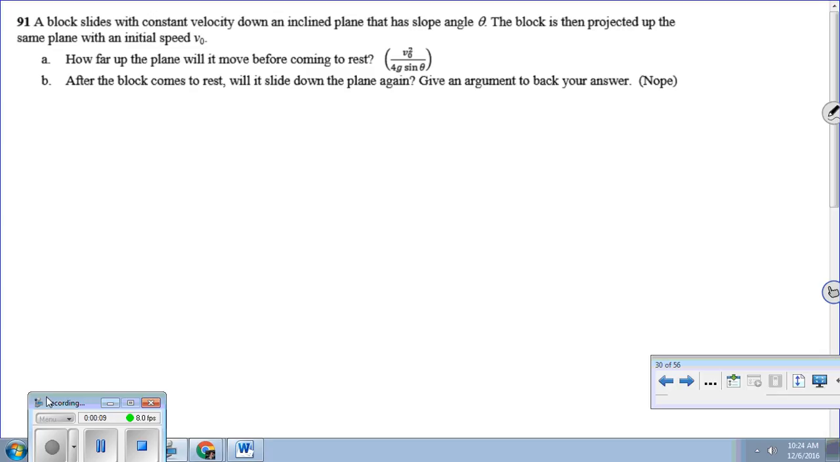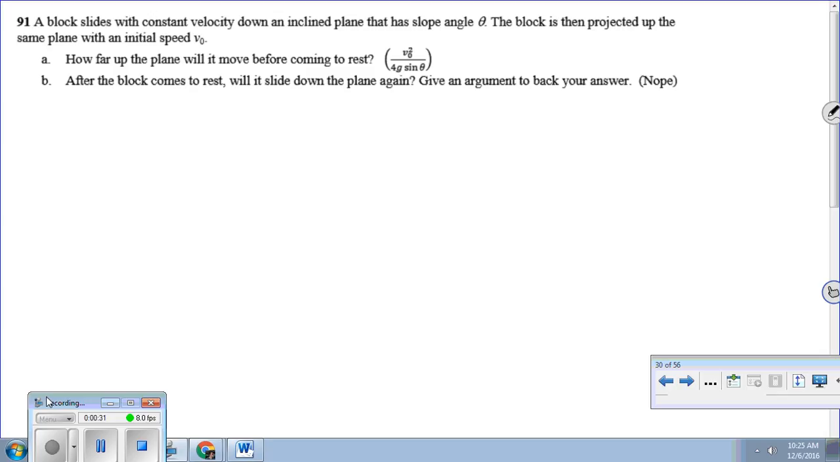It says a block slides with a constant velocity down an inclined plane that has a slope angle theta. The block is then projected up the same plane with an initial speed of v naught. A says how far up the plane will the block move before coming to rest, and B, after the block comes to rest, will it slide down again, and give an argument to defend your answer.